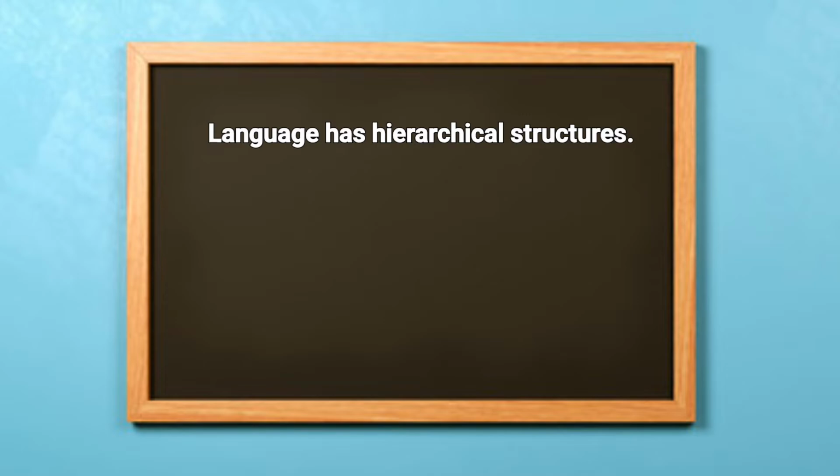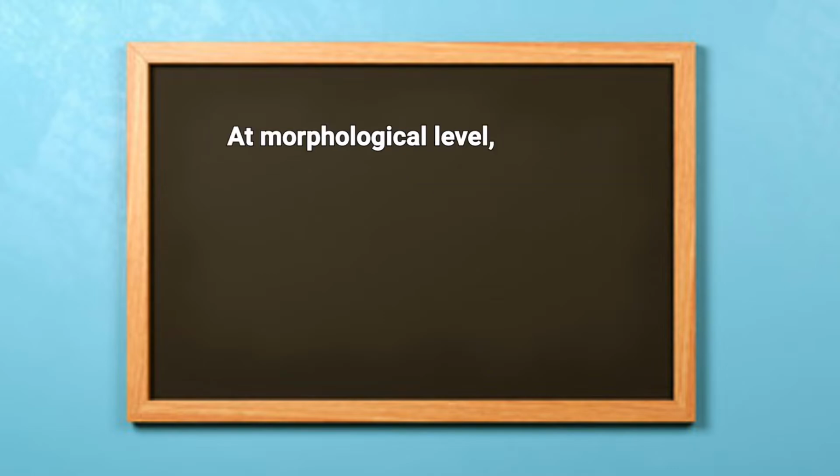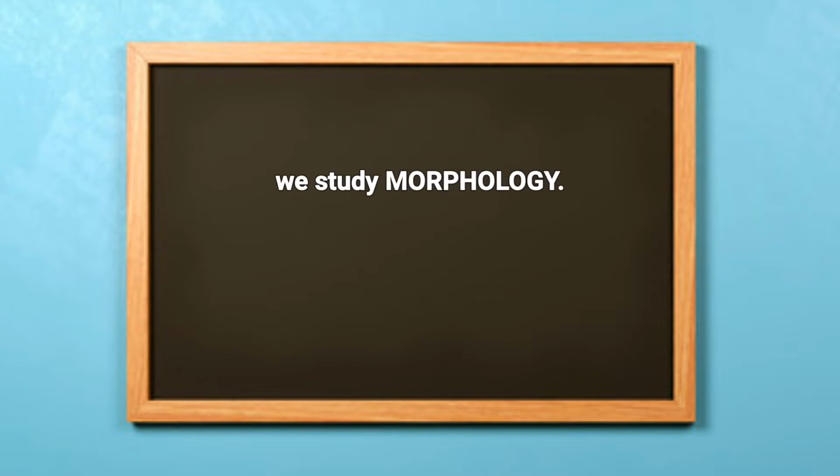Language has hierarchical structures. This means that it is made up of units which are smaller units till we have the smallest indivisible unit. At the morphological level, we study morphology. In this context, we'll look at the topic of morphology in more detail.